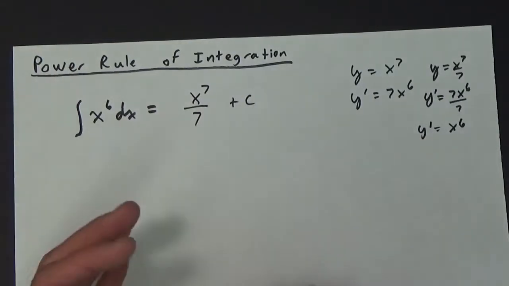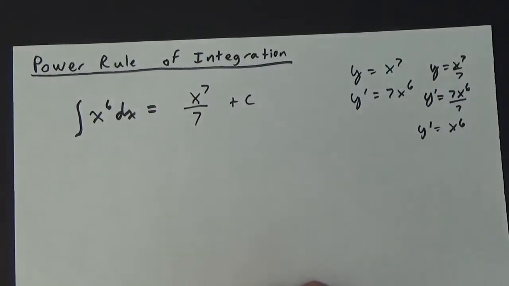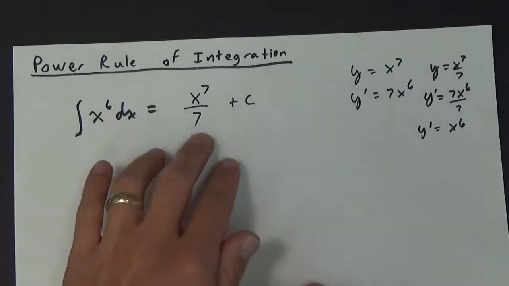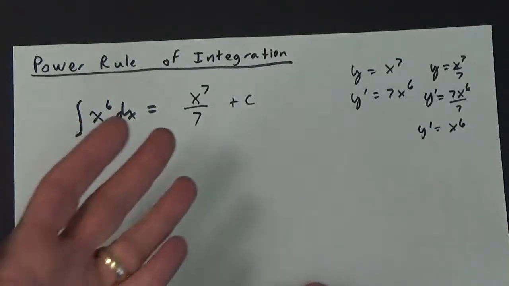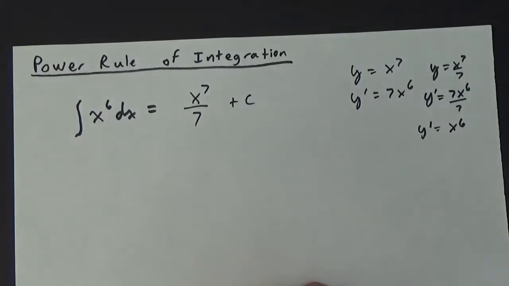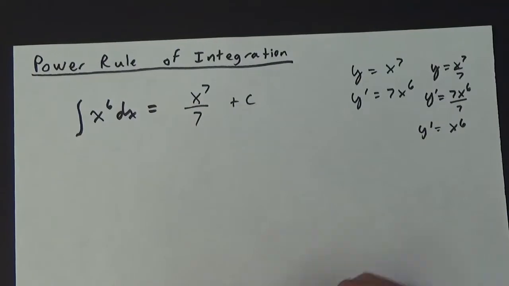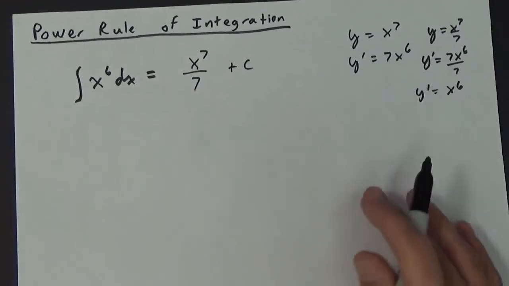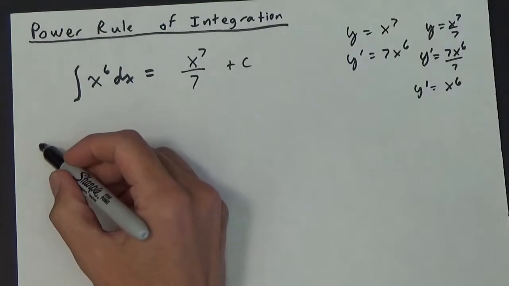Even though integration in some ways is just a guessing game, here's my function. Can I guess what the original function was when I take the derivative that gives me x to the sixth? We do want to make it a little bit more methodical. So we're going to come up with a bunch of rules and techniques to help us find antiderivatives. So it's not really per se a guessing game, it's more of an educated guessing game. The first rule that we're going to look at is called the power rule. So let's look at the power rule for integration.